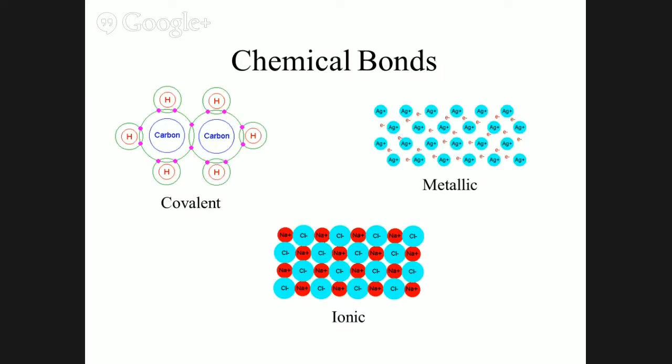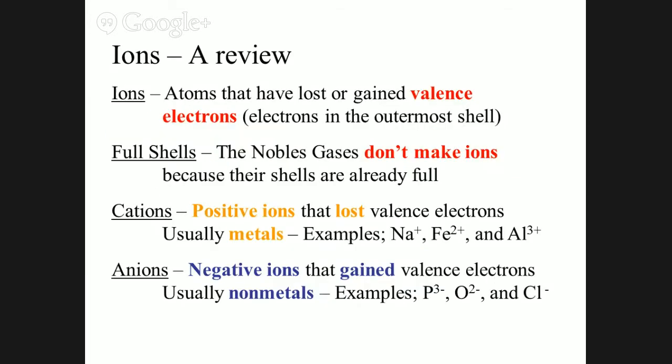Bonds. In principle, there are three types of bonds that we worry about: covalent, ionic, and metallic. Each one has its own characteristics that can distinguish it so that we can separate the types that we're talking about. First off, a little review.